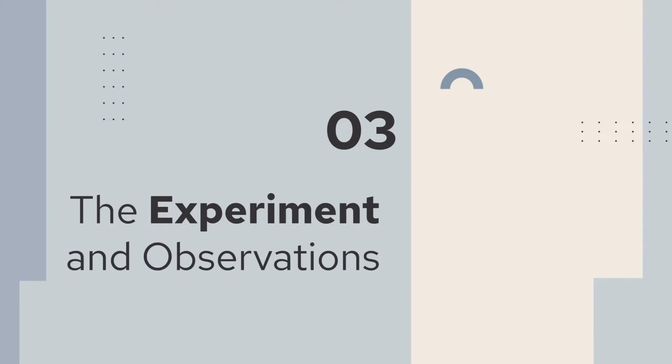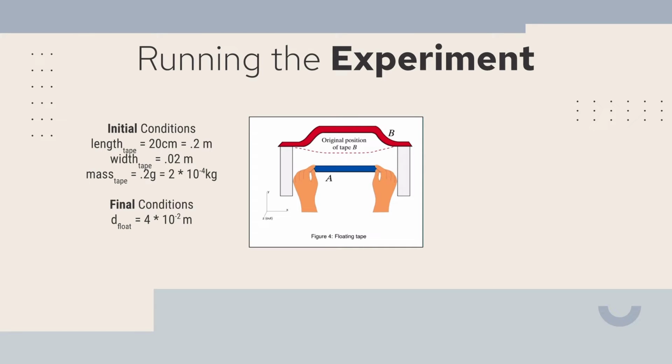So we have our experiment and observations. First we measured the length of the tape as 0.2 meters, the width as 0.02 meters, and the mass of the tape as 2 times 10 to the negative 4 kilograms. And our final condition was that it took a distance of 4 times 10 to the negative 2 meters between tape A and B to get tape B to float.